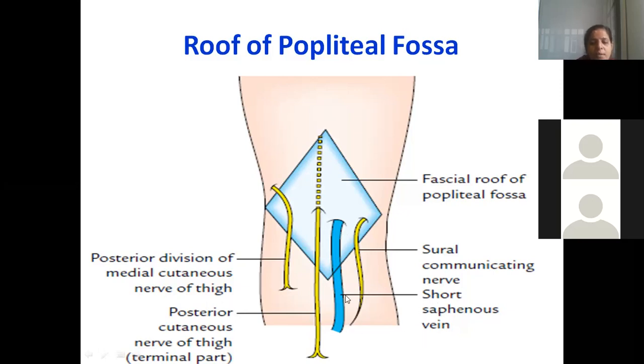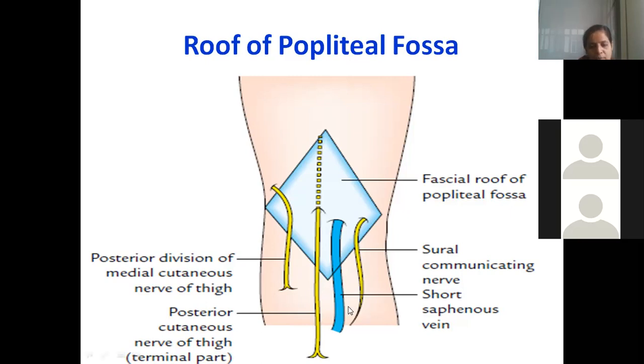This is the great saphenous vein. It drains into which vein? Femoral vein, very good. Great saphenous vein drains into the femoral vein, whereas short saphenous vein drains into the popliteal vein. Remember this. Short means it is not so long, no? It is ending at the level of the popliteal vein only.